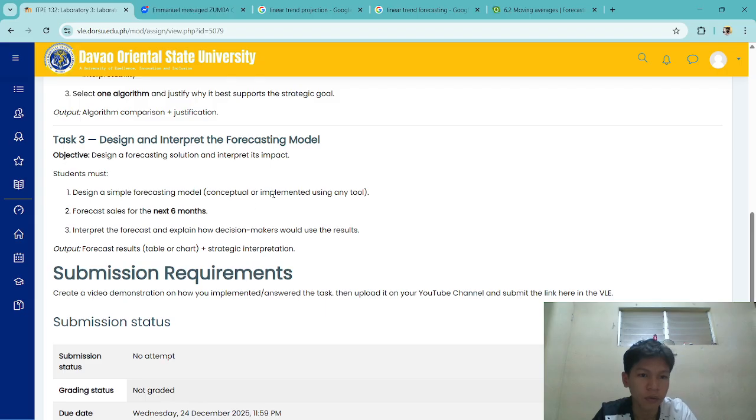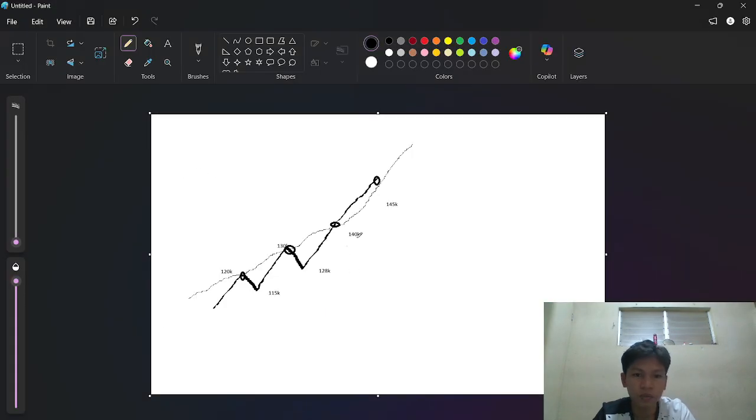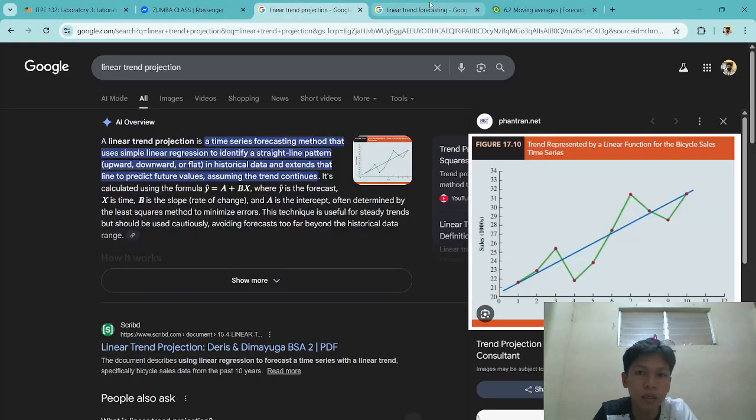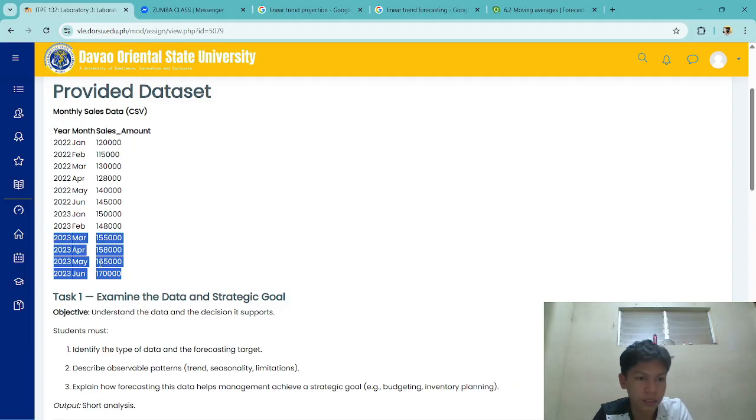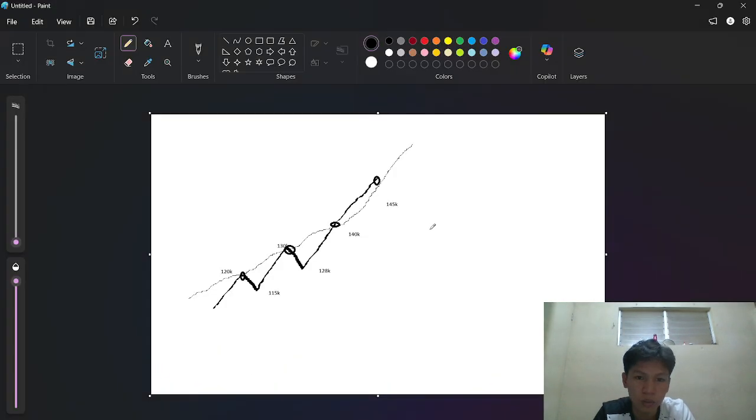As a test, we design a forecasting model conceptually using any tool. So today we'll try to forecast the next 6 months of sales. What I see here is that it's an uptrend, with consecutive increases since January 2023, so we will predict July to December 2023. Since the market is stabilizing, our prediction would be increasing.